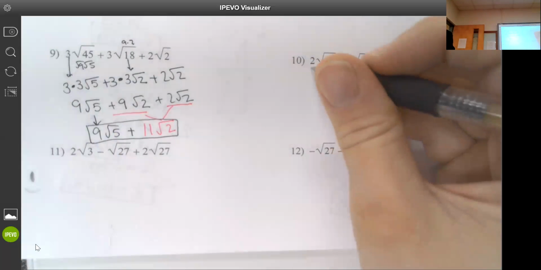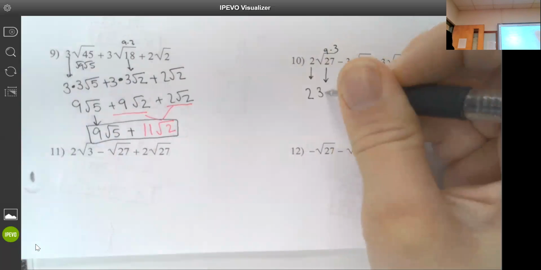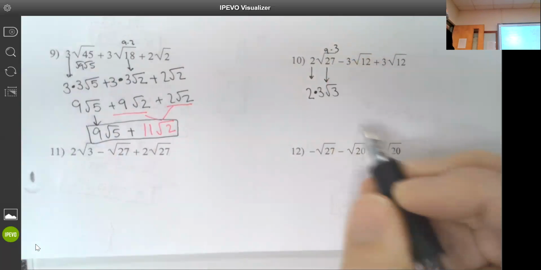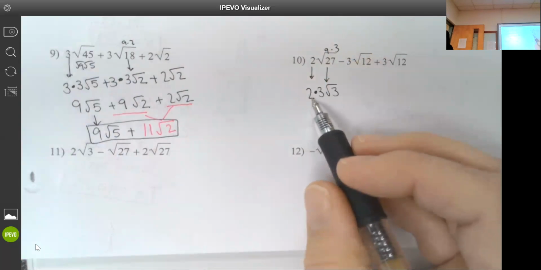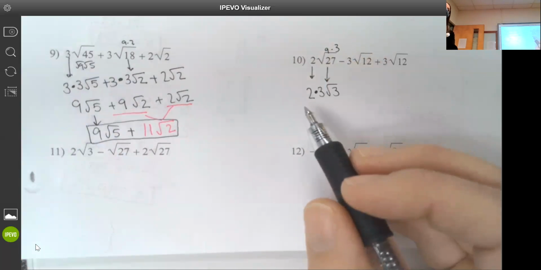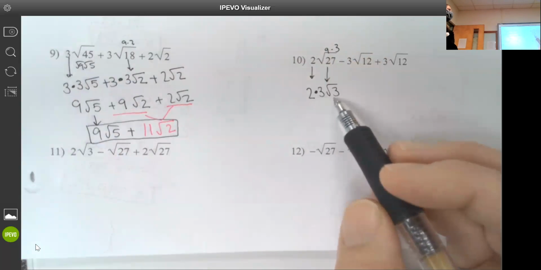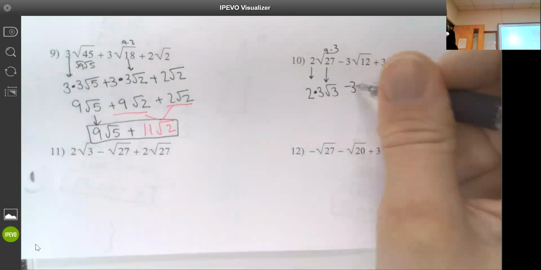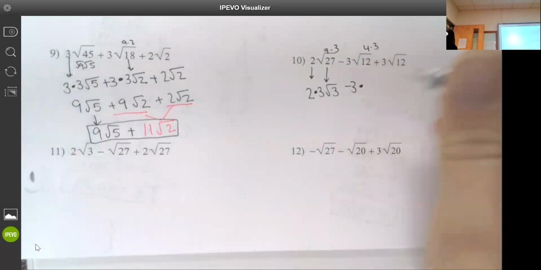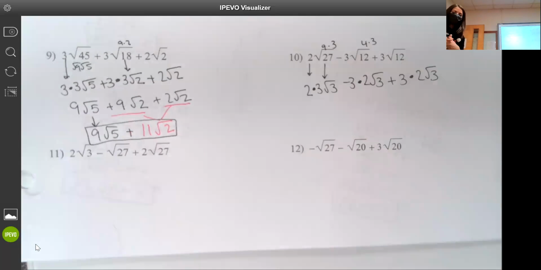Same idea on 10. So I still have this 2. I know that 27 is 9 times 3, or simplifies to 3 rad 3. Notice how I'm careful to put multiplication in between. Before I had put it there, it looked like 23 rad 3, and then students make the mistake of miscalculating what you have there. This is 2 times 3 rad 3. This will be 3 times, 12 is 4 times 3, 2 rad 3, plus 3 times, same idea, 2 rad 3. Okay, so for all those rads that I simplified, let me get on the screen.